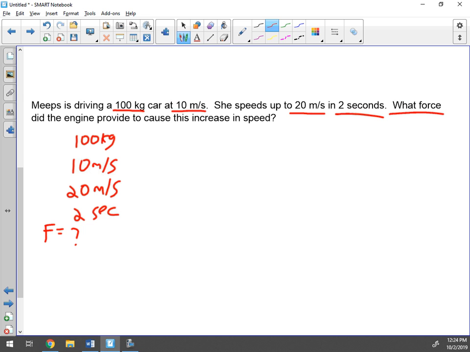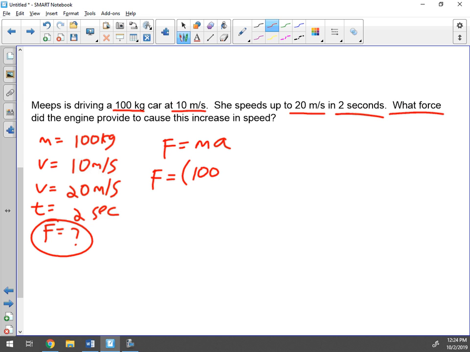Kilograms, that is a mass. Meters per second is a velocity, and so both of those are velocities. And then we have a time of 2 seconds. So I'm going to start with my question mark: I'm trying to find the force. So I have an equation to find the force. I'm trying to find F. I know m is 100, but I don't know what a is.